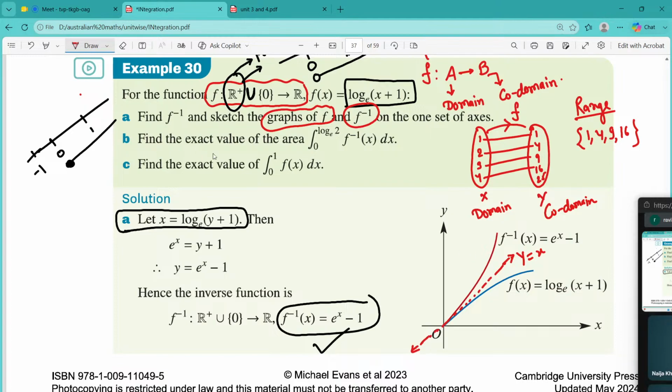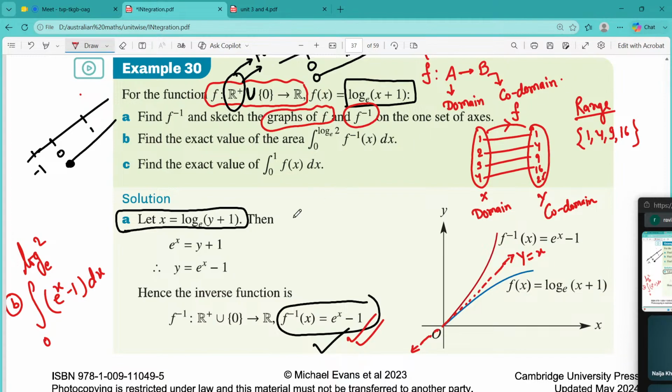Find the exact value of the area for this, 0 to log e 2, f inverse of x. It means for the b bit, we have to solve the integral from 0 to log e 2 of f inverse x. What is f inverse x? This is e raised to power x minus 1 dx. And I think you can integrate it. You know the integration of e raised to power x. You know the integration of 1. You can just put the limit.